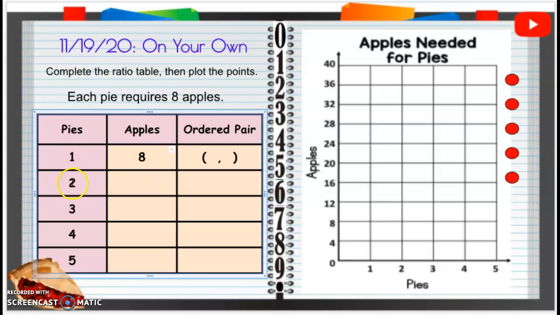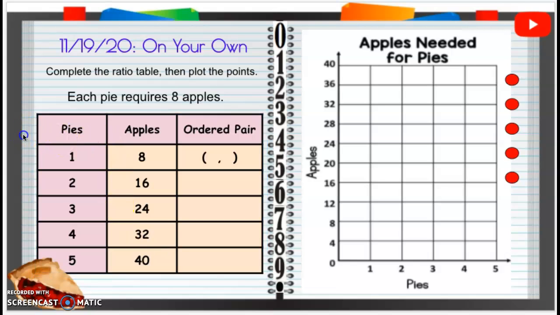What happens if we have 2 pies? How many total apples will we have? Well, if we multiply by 2 there, 8 times 2 is going to be 16. If we have 3 pies, we're going to add another 8, so then it'll be 24. If we have 4 pies, that's another pie, that's another 8 apples, so it's going to be 32. And then another pie is going to be 5 pies, so 5 pies times 8 apples each pie, so 5 times 8 is going to be 40.